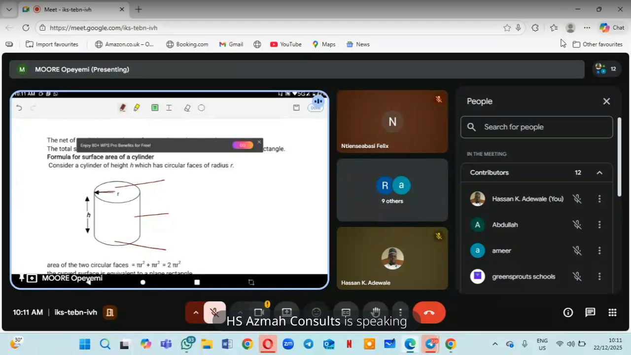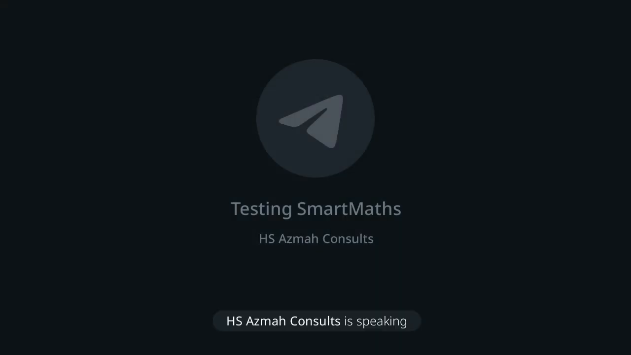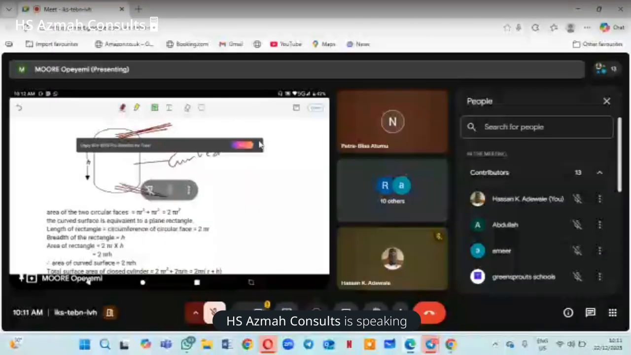When they ask you to calculate the curved surface, it means you have to calculate this place. This is the curved surface. This is a circular place, so this is just like calculating the area of a circle. Now let us find the area of the two circular faces. You all know the formula for the area of a circle. What formula do we use? Pi r squared. Thank you very much.